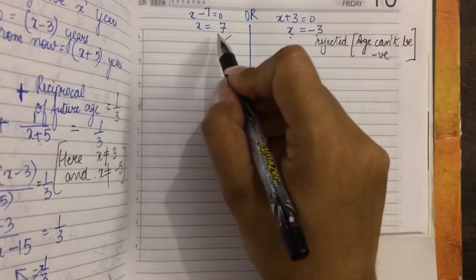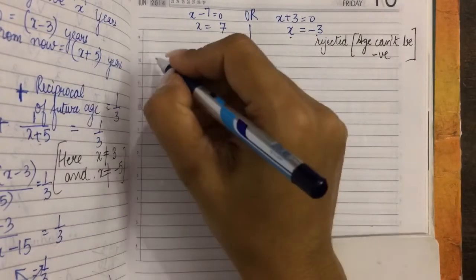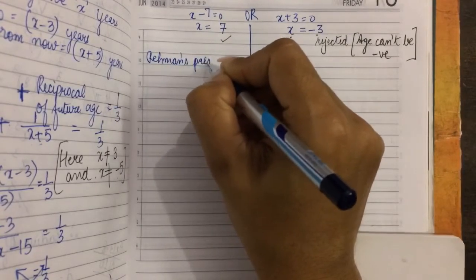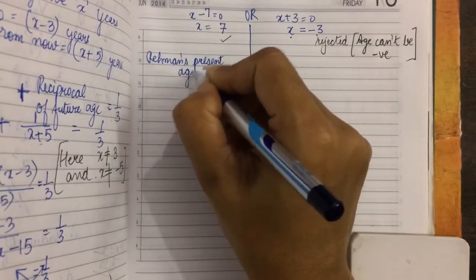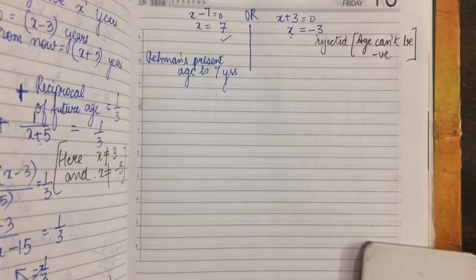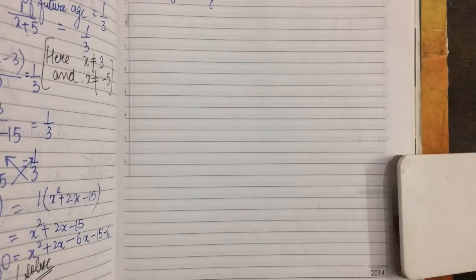So if x is equal to 7, we can write down that Rahman's present age is 7 years. Let us take a look at the next question.